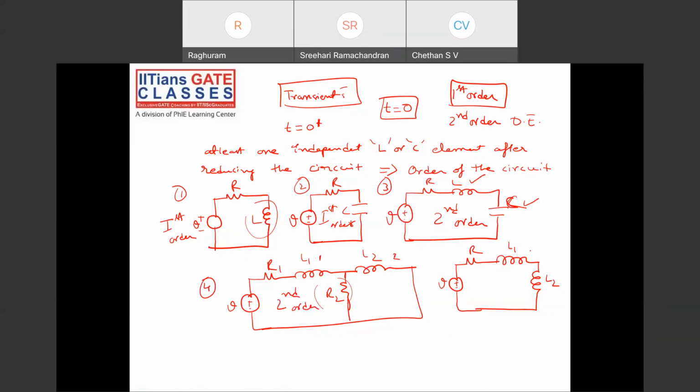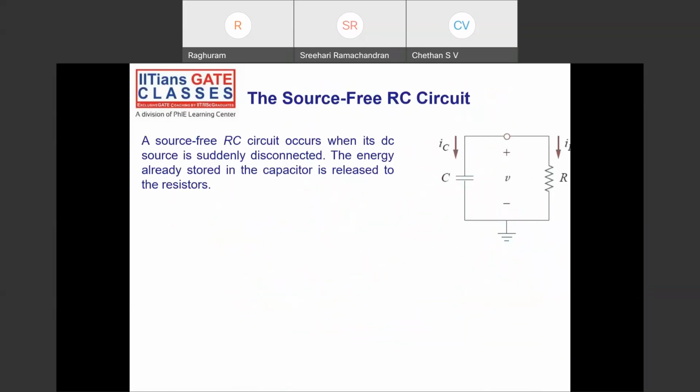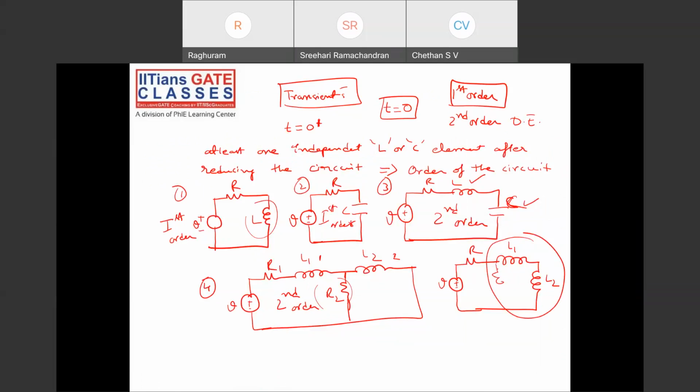Okay, if you see this L1 and L2, these two are in series, right? You can combine these two and have an L equivalent here. L1 and L2 in series is nothing but L1 plus L2, right? So you'll get an L equivalent. So this is a first order circuit.